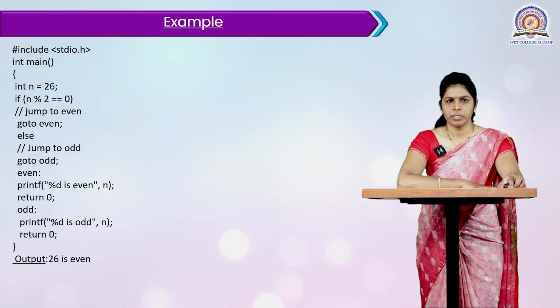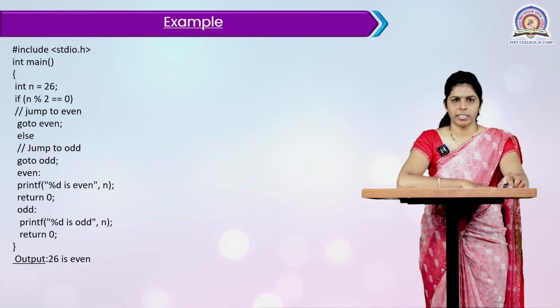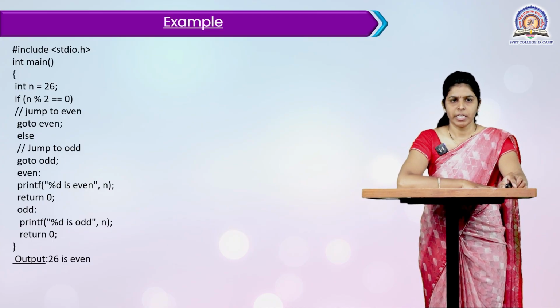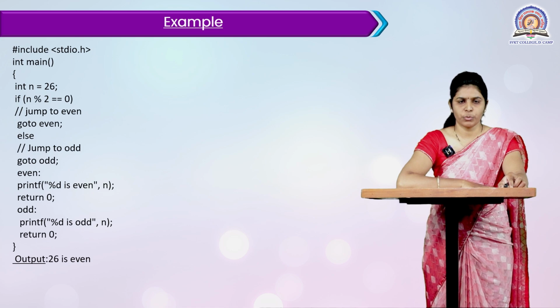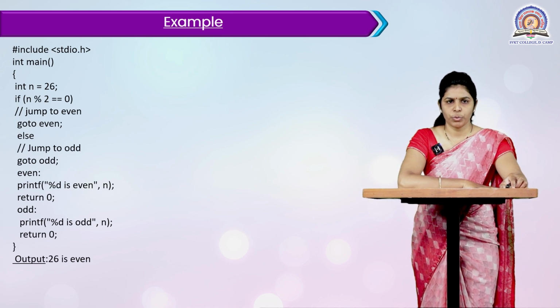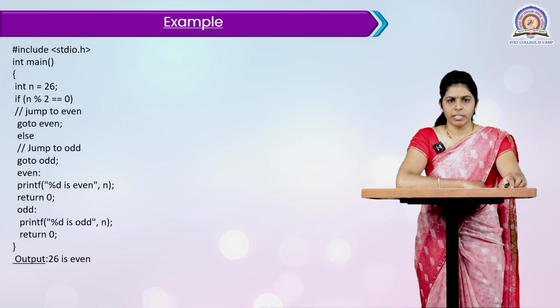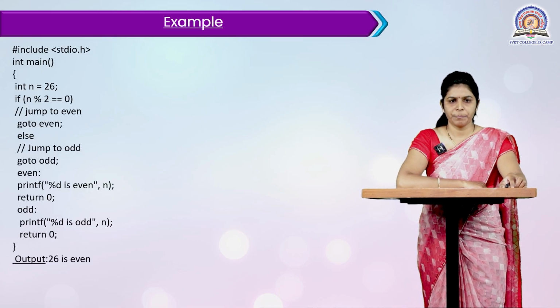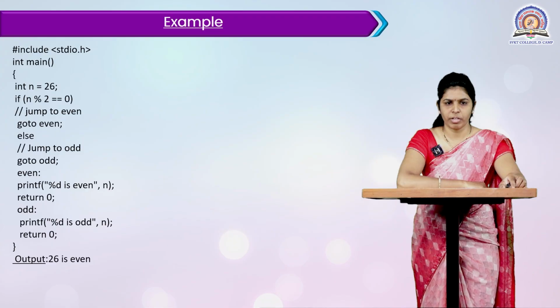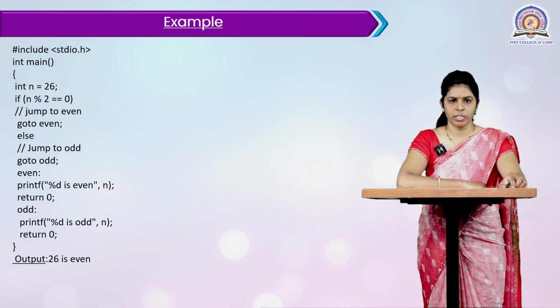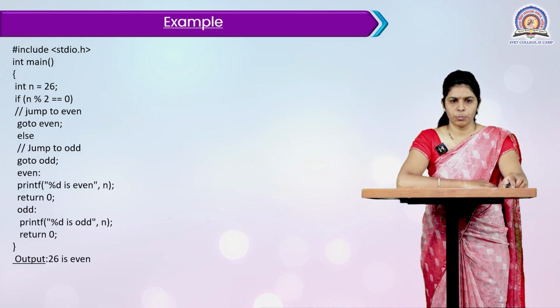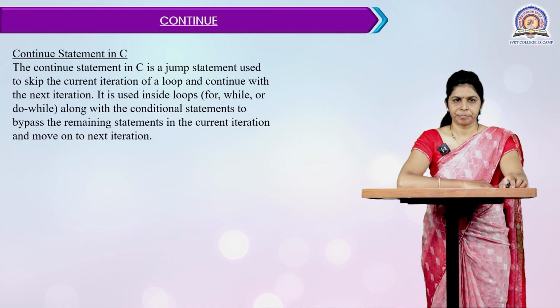Example of goto. So first #include stdio.h header file, declare integer main. Suppose integer n is equal to 26. If n %2 equals 0, then jump to even, goto even, else jump to odd, goto odd. Even: printf %d is even, return 0. Otherwise odd: printf %d is odd, return 0. So the output is 26 is even.